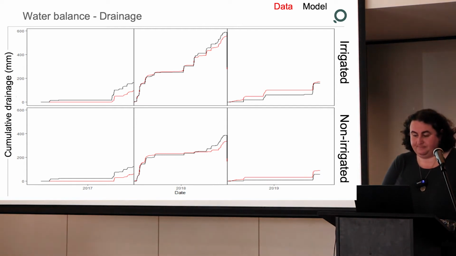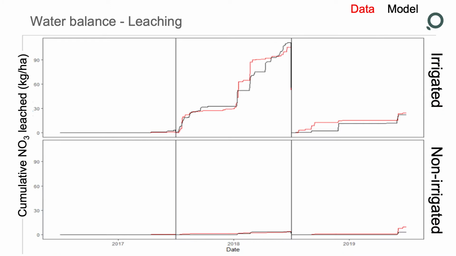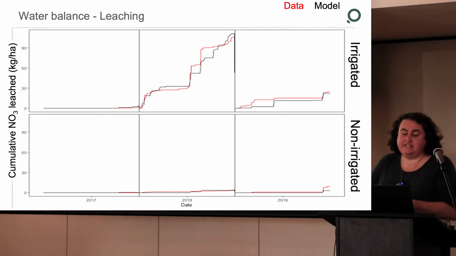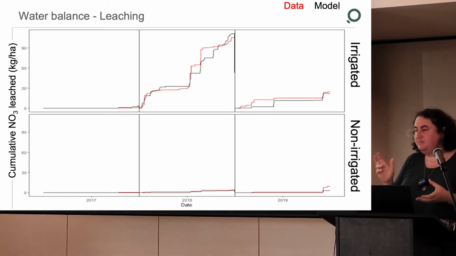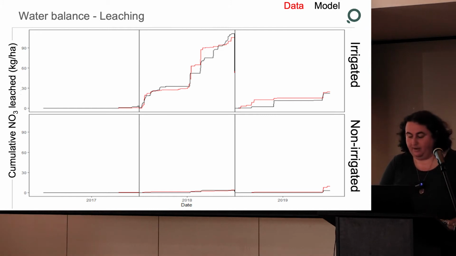And in terms of leaching, again, we're not seeing a lot of leaching in the unirrigated, as Scott spoke to this morning, but for the irrigated, there was that large leaching event in mid-2018, the summer of 2018. Again, some of the timings are not quite right, but generally we're getting the right overall behaviour.